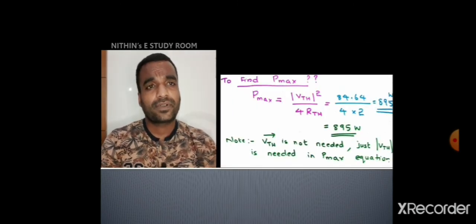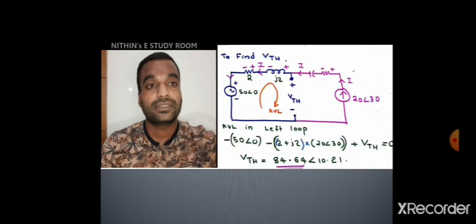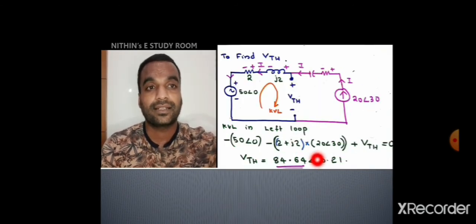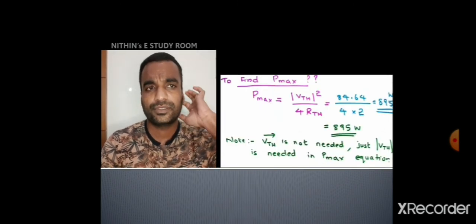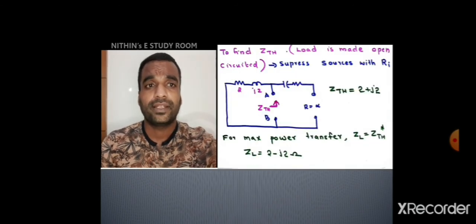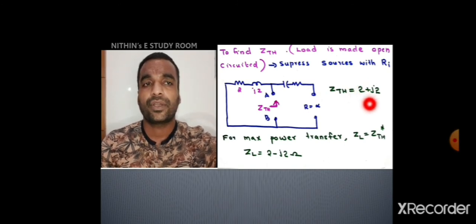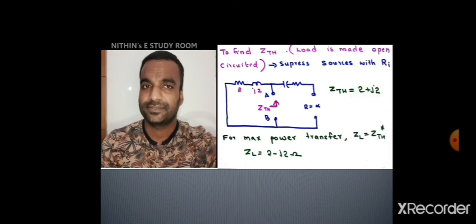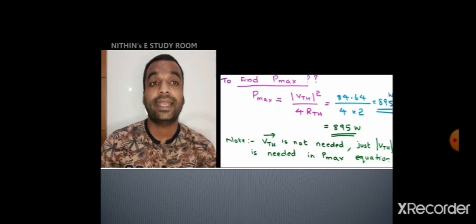So what is the maximum power? The equation is Pmax is equal to modulus of VThevenin squared by 4 RThevenin. Here you are just eliminating the angle term, that is the modulus. So 84.64 squared by 4 into RThevenin. What is RThevenin? You find here Z Thevenin is equal to 2 plus J2, and in the equation you require only the resistive part. This is RThevenin and this is XThevenin. So after substitution you will get 895 volts.